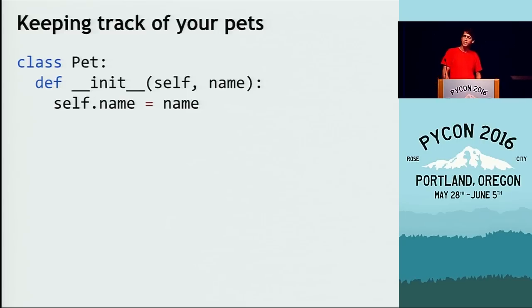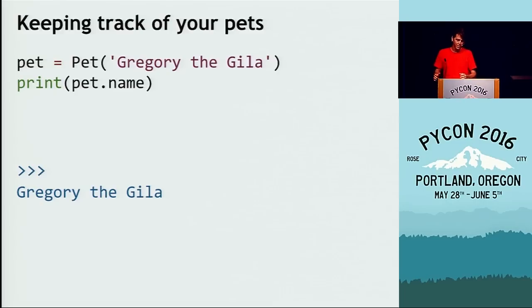You have pets, you need to keep track of them. So your pet has a name, and this is the beginning of your class. You have a pet, you name your pet. I don't actually have a pet, but I wish I had a pet named Gregory the Gila monster. This is a small poisonous reptile from the Southwest. So I create a pet named Gregory, print out the name, it works as expected.